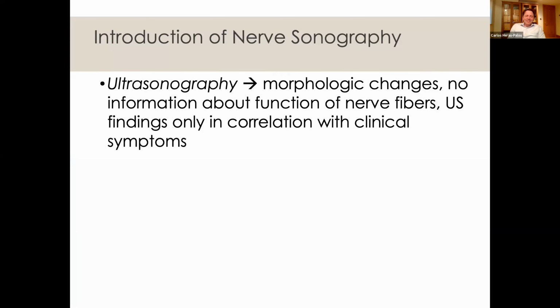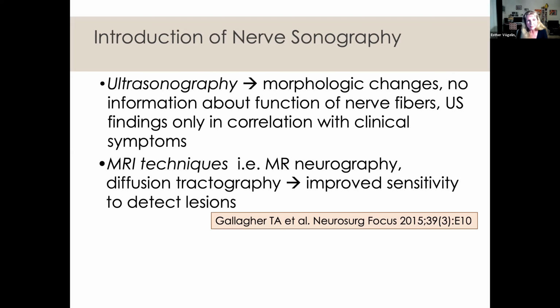Okay, so ultrasonography actually gives us morphologic changes, but no information about the function of nerve fibers. This is very important. If we compare it with the function of a tendon, we actually only see morphologic changes. And that's the reason why ultrasonography findings of nerves are only valid in correlation with clinical symptoms. This is similar to MRI techniques.